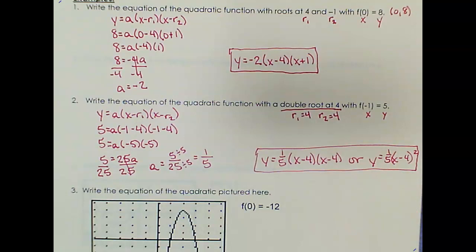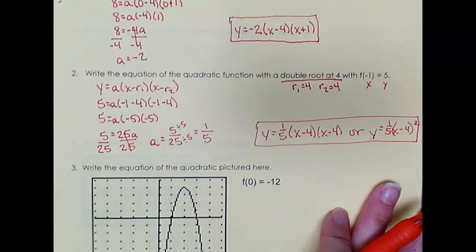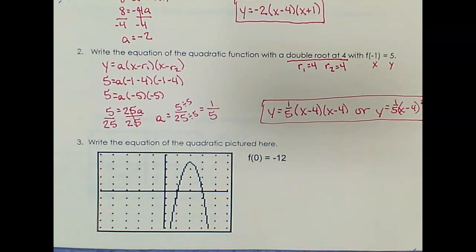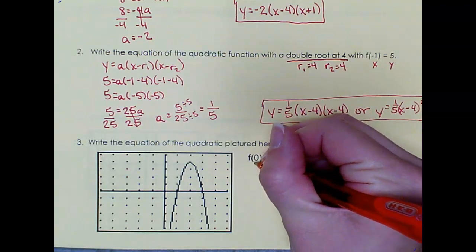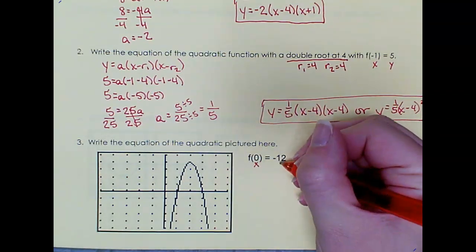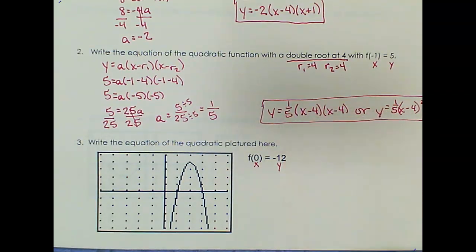So let's look at number 3. It asks you to write the equation of the quadratic pictured here. It gives you a point, so f of 0, that 0 is the x value, equals negative 12, that negative 12 is the y value. So what else do we need?